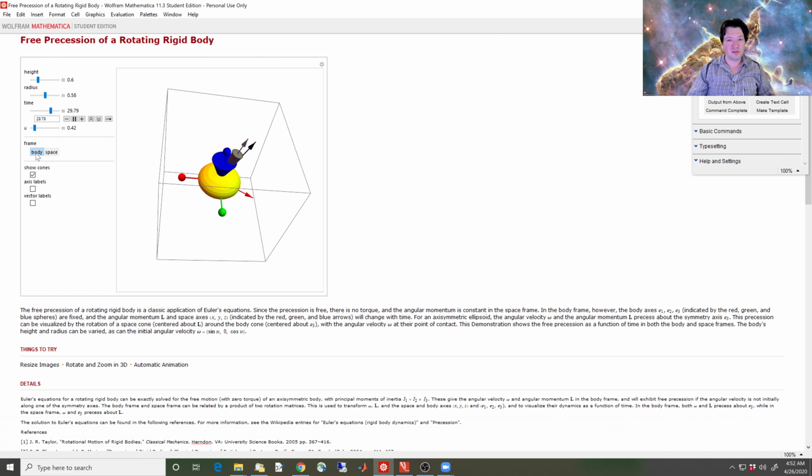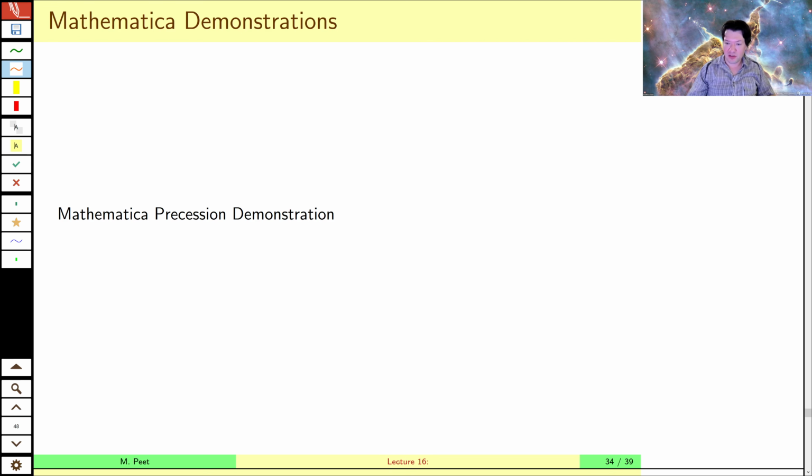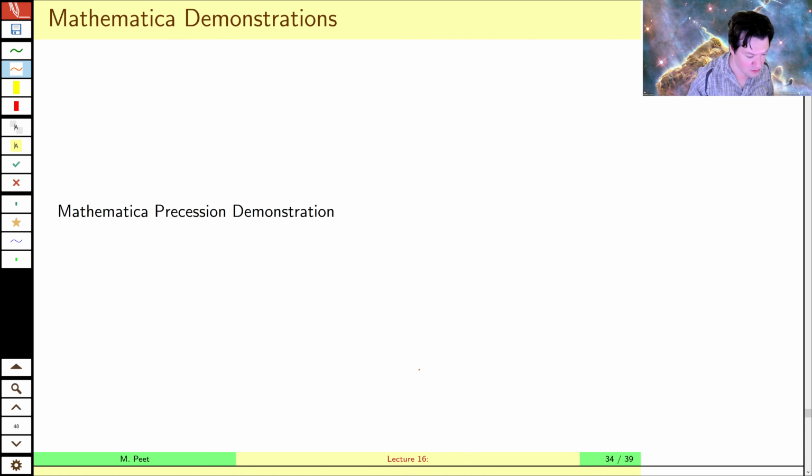You can watch it. There's the body-fixed frame moving around relatively slowly. That space cone there, the angular momentum vector moving around. You can see the fixed angle between those two. Let's go back now to the slides.